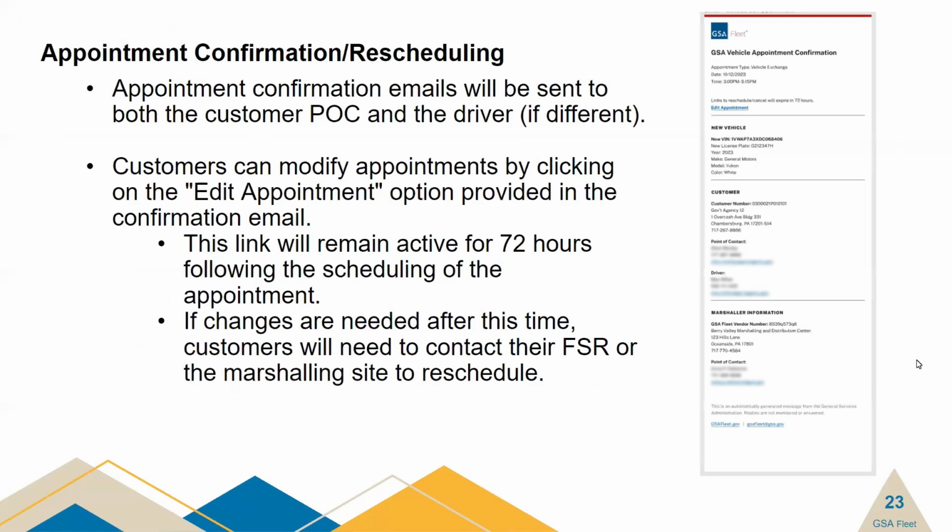So after you complete that screen and you push submit, you will get a confirmation email, which will be sent to the customer POC as well as the driver email address that was entered. This email will show the appointment details, so appointment date, time, as well as the vehicle and customer and marshaling information as it relates to that appointment. That way, if you do need to get in contact with the marshaling site or need to know exactly where it is for the exchange or pickup or drop off, you will have that information available.